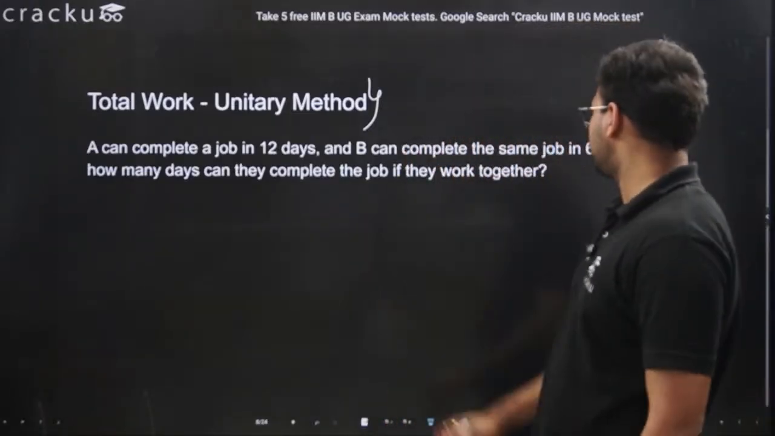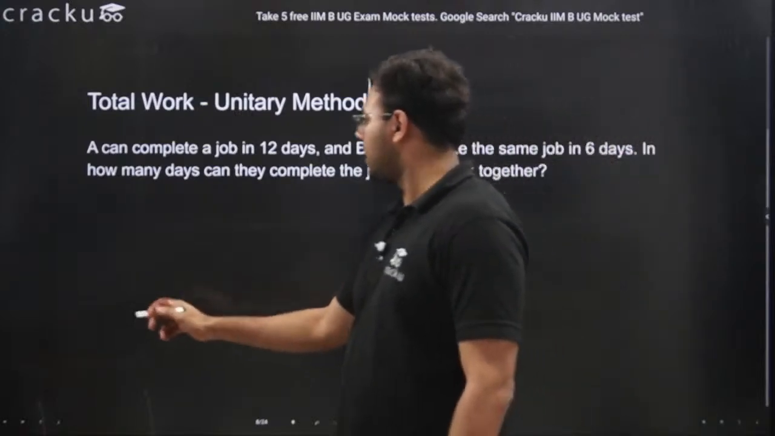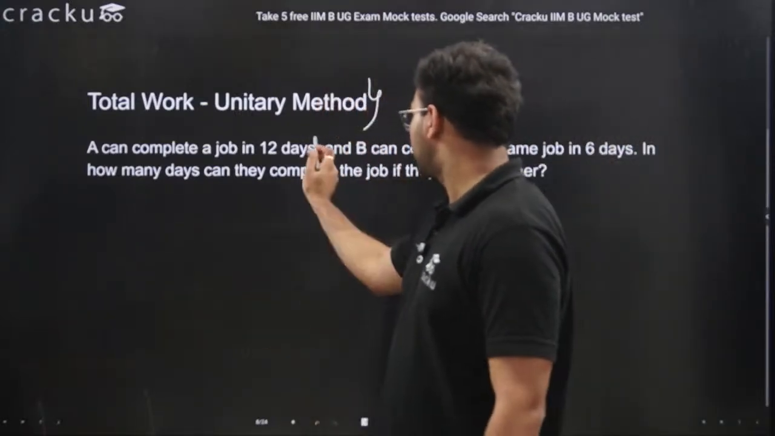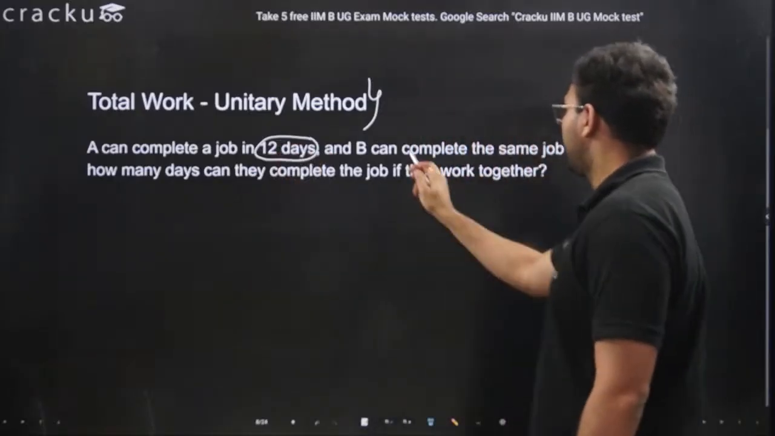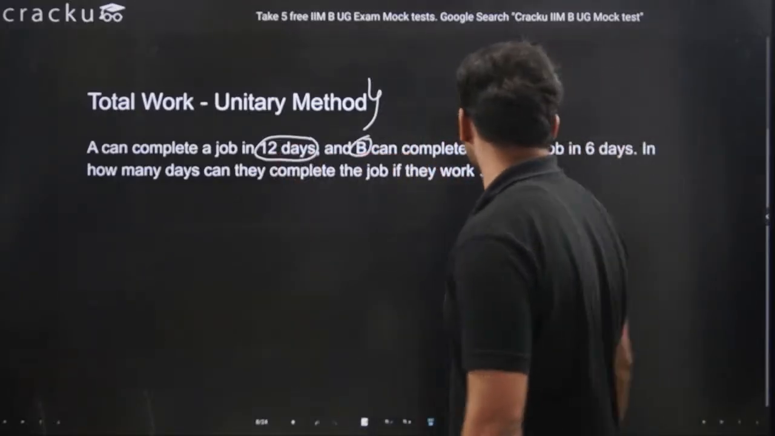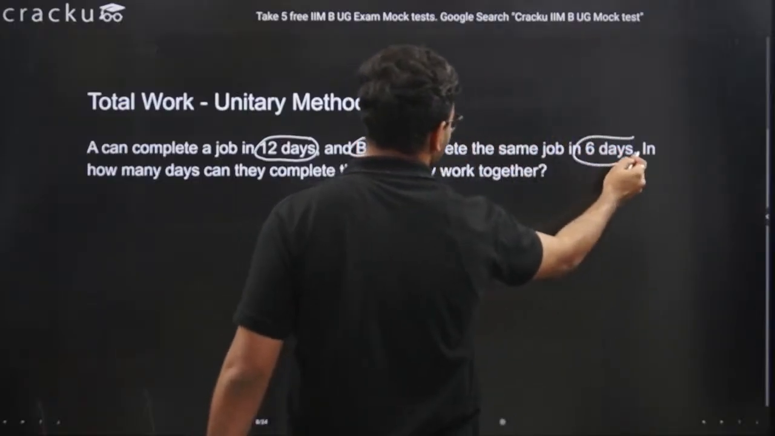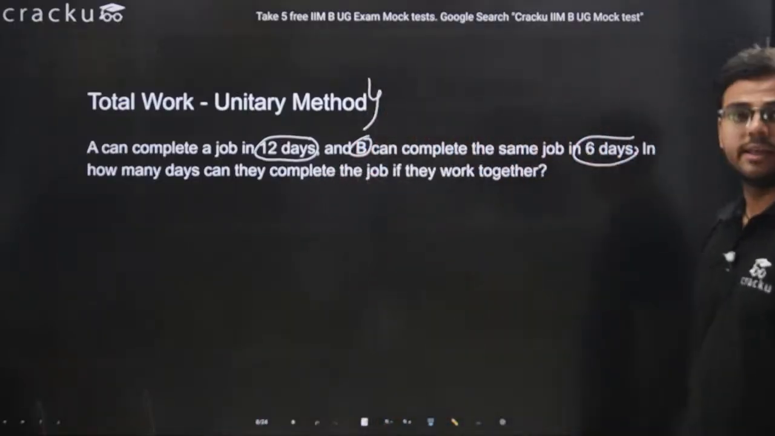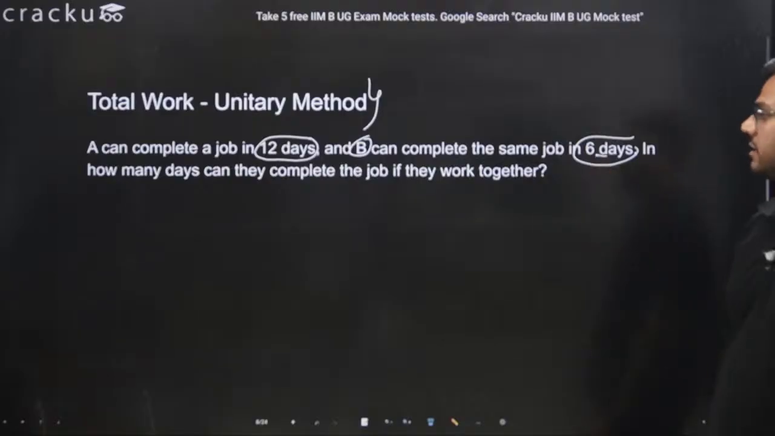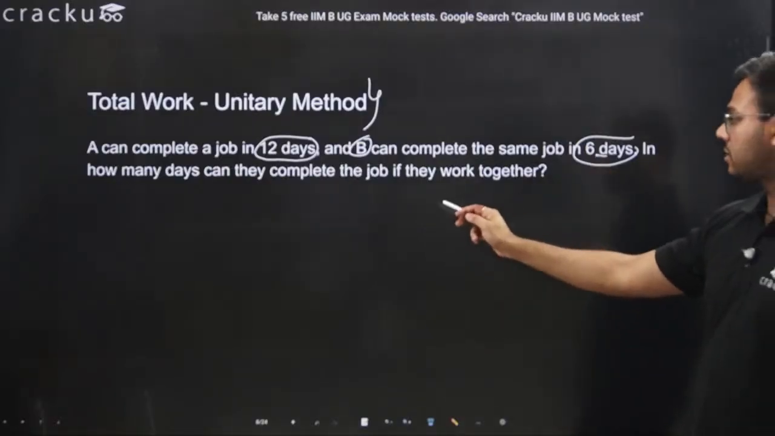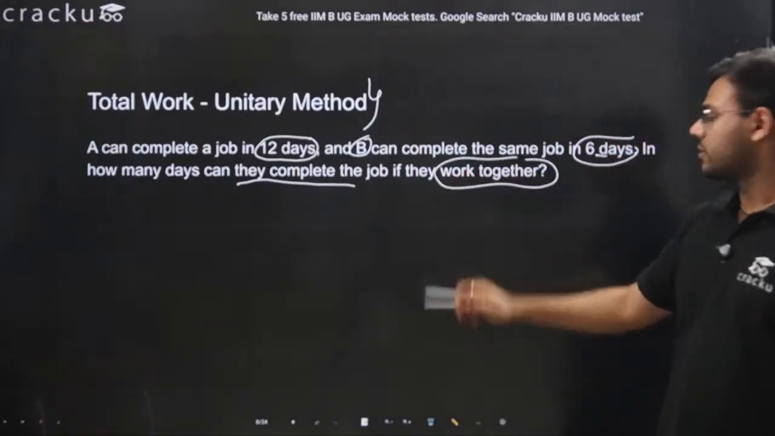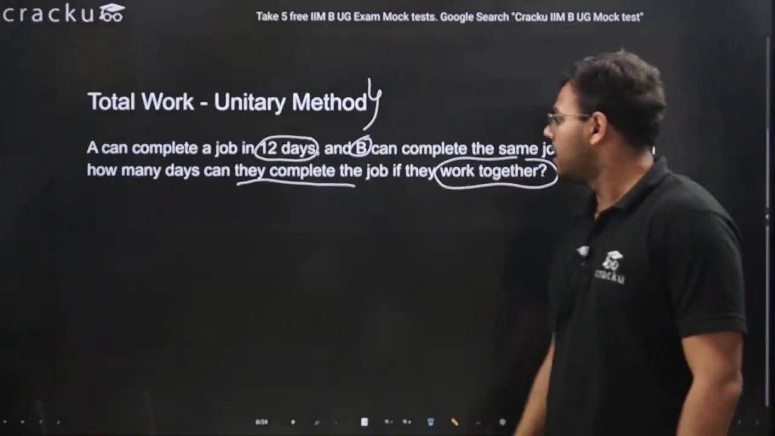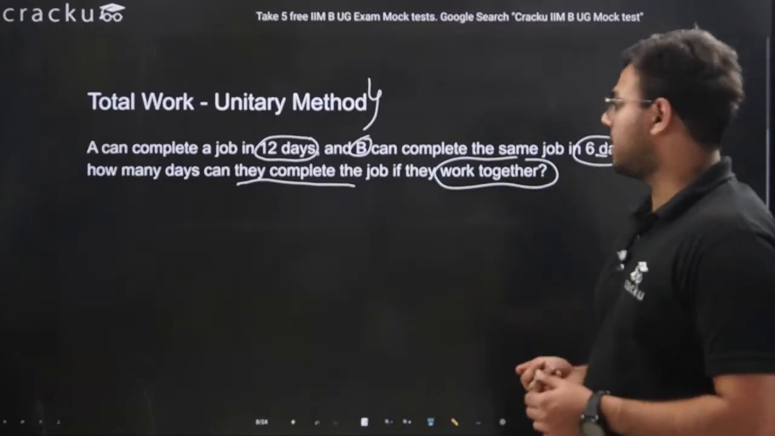In this, there is a question which I have taken as an example. A can complete a job in 12 days and B can complete the job in 6 days. In how many days can they complete the job if they work together? We will see a lot of questions like this. How to approach these kinds of questions?